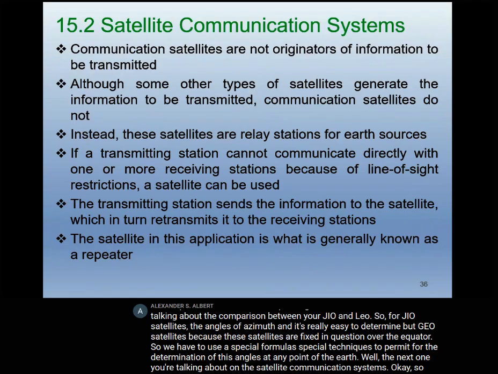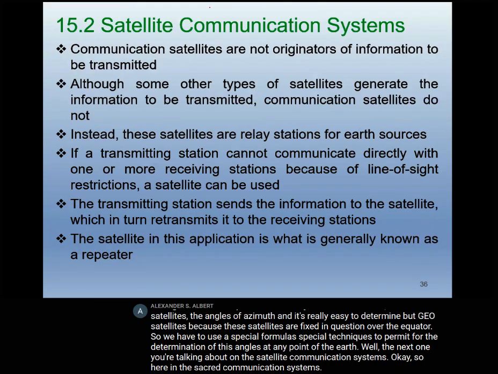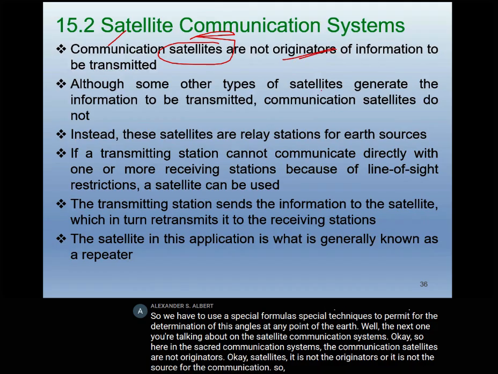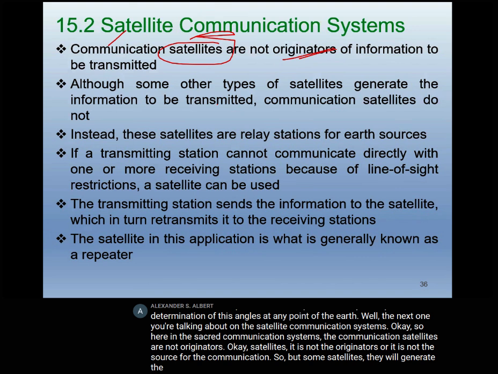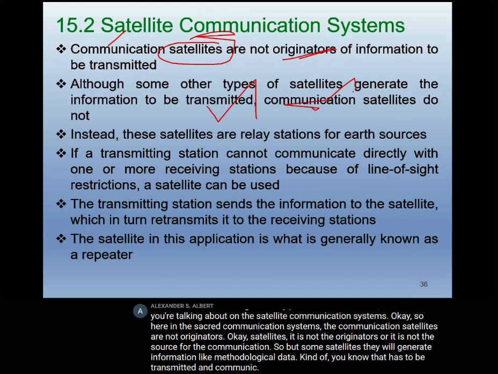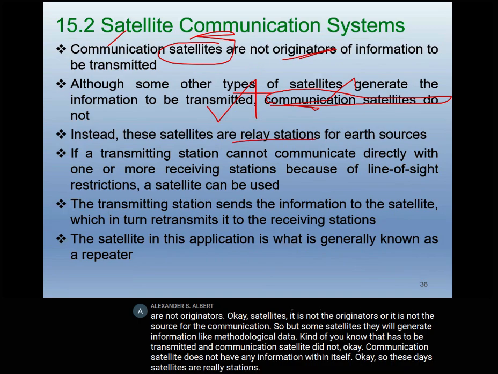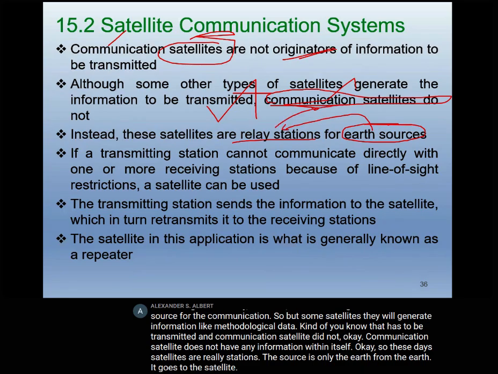Now, the next topic is satellite communication systems. Here, the communication satellites are not originators. Some satellites, like meteorological satellites, generate information that has to be transmitted, but communication satellites do not. A communication satellite does not have any information within itself. These satellites are relay stations. The source is only on the Earth. From the Earth it goes to the satellite and again comes back to the Earth.